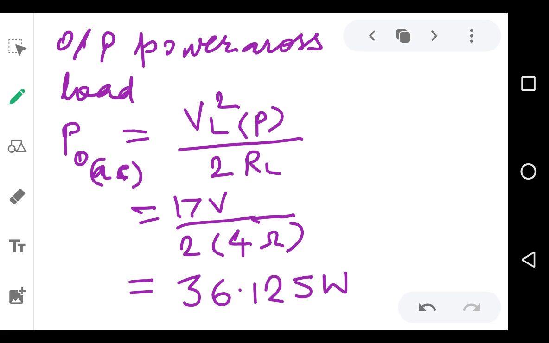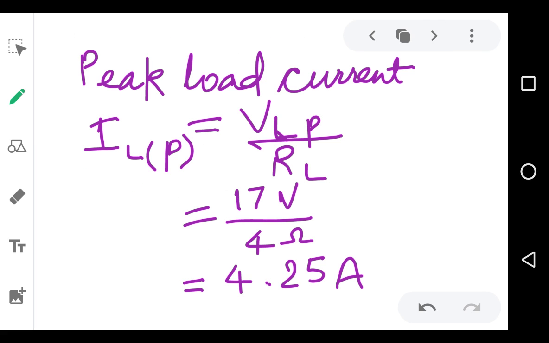Output power across the load is P0, which is given by VL square upon 2 RL. Now here we are considering the RMS value. So RMS value of the output load voltage is VL by root 2. So when you are substituting it over here, you will get VL square by 2 RL, which comes out to be 36.125 watts. Peak load current is VL, the maximum output voltage at peak value, upon RL. So that is 4.25 amperes.